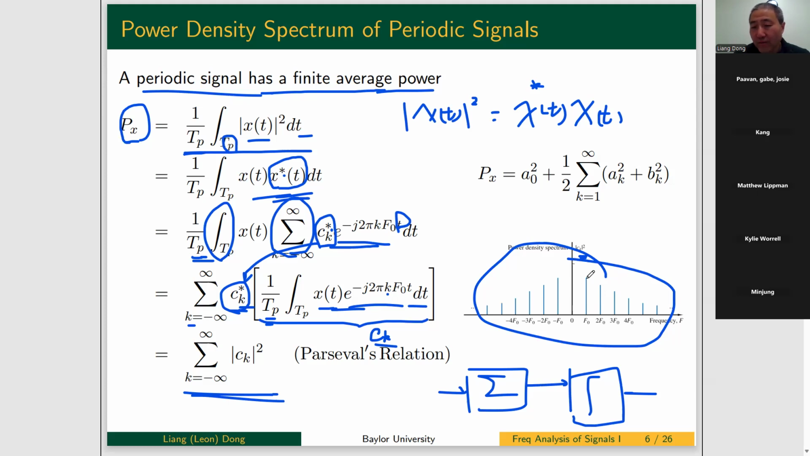So what about each one of those? Each one of those is actually the power distribution. It tells you how strong the signal is at a particular frequency. For example, at F naught, there will be C sub 1 absolute value squared here, right? And so on and so forth. This is the distribution, and we call that the spectrum.